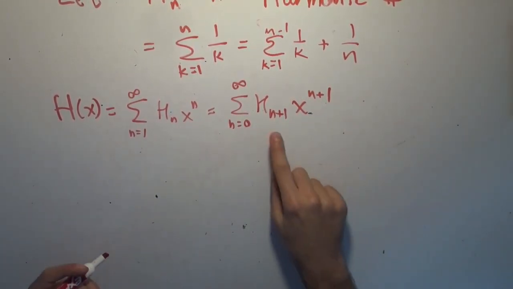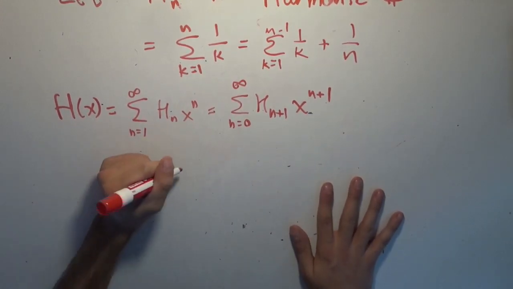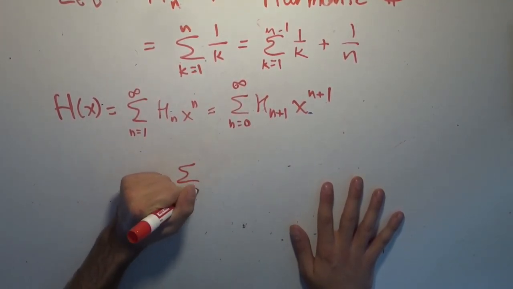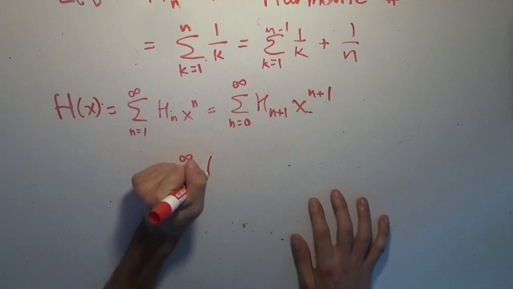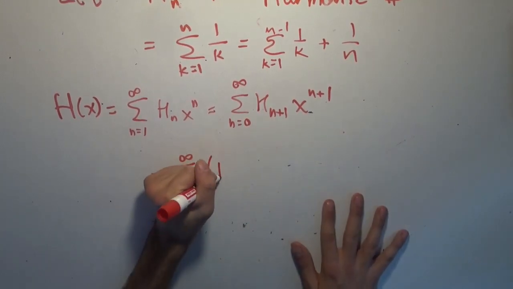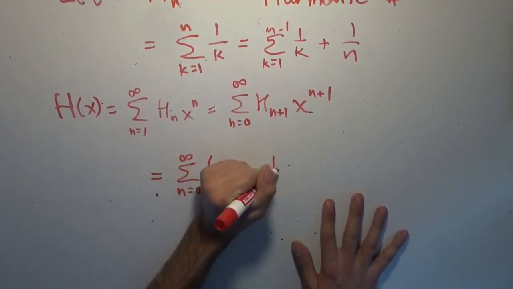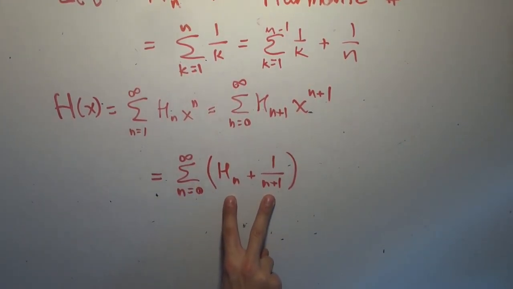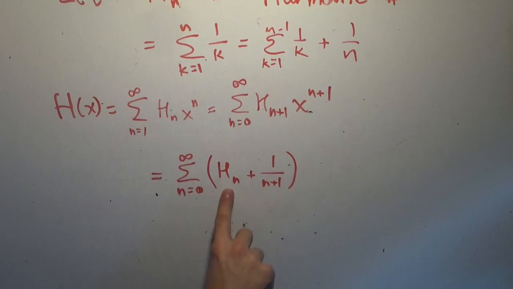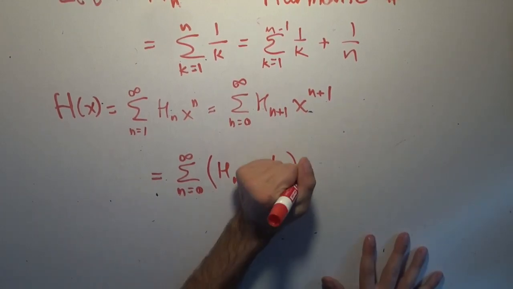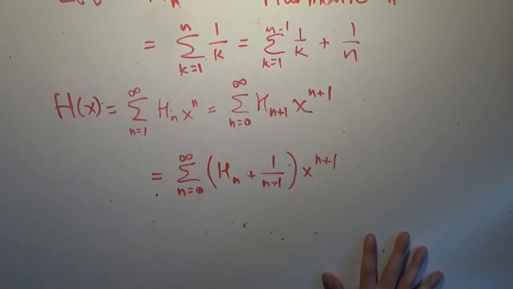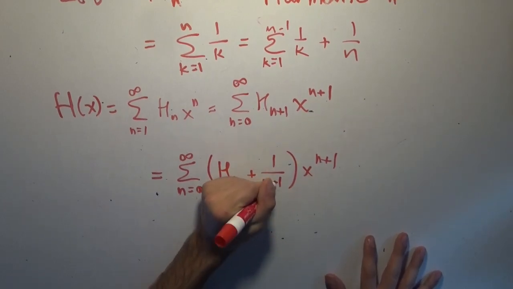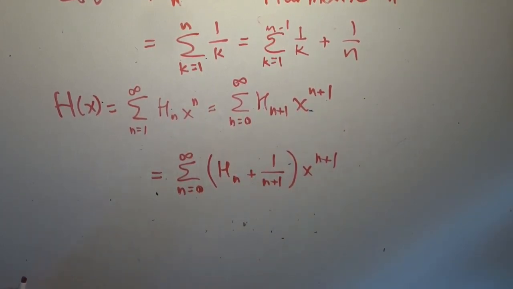So I'm going to rewrite this as the sum from n equals 0 to infinity of, and I'm replacing H sub n plus 1 with H sub n plus 1 over n plus 1. Right? Because that's literally the definition of what the n plus first harmonic number is. It's the previous one plus 1 over n plus 1. And this is times x to the n plus 1. And all I'm going to do now is distribute this thing into all of these.